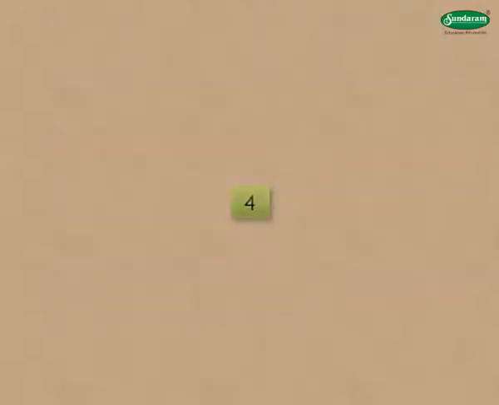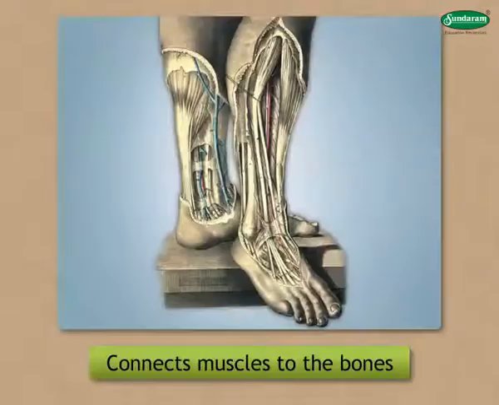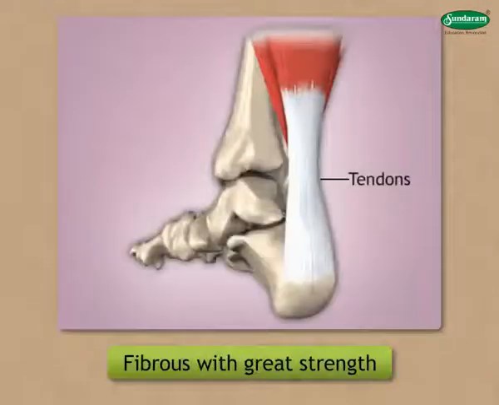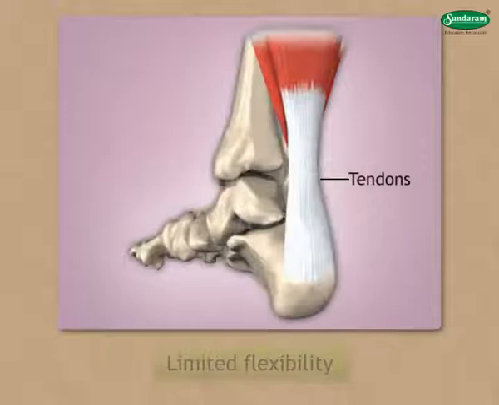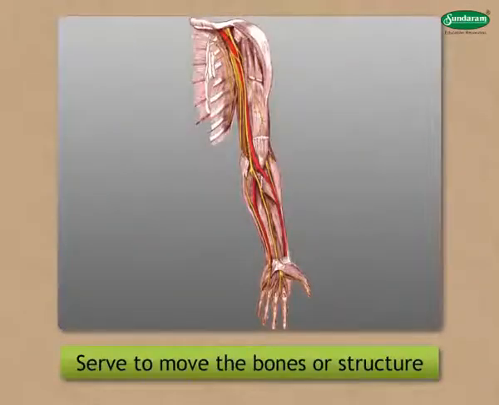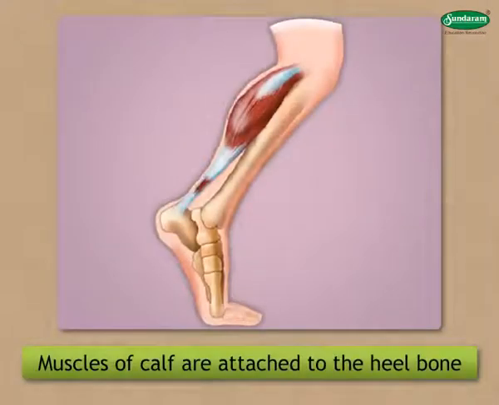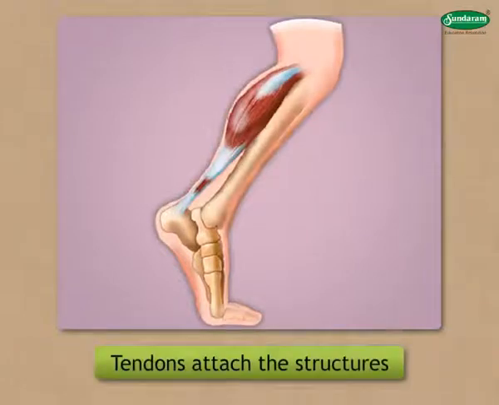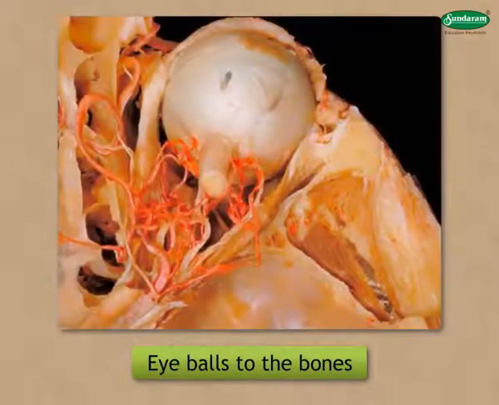4. Tendons. It connects muscles to the bones. Tendons are fibrous with great strength but have limited flexibility. Tendons serve to move the bones or structure. For example, in human beings, muscles of calf are attached to the heel bone. Tendons also attach structures such as eyeballs to the bones.